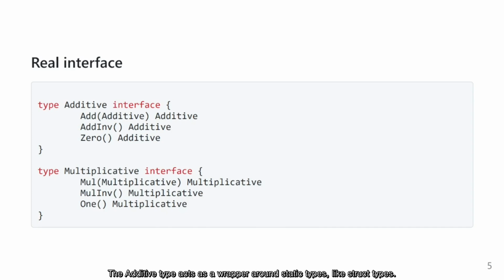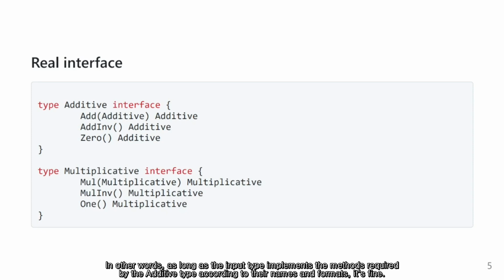The additive type acts as a wrapper around a static type, like a struct type. The add method checks whether the input is wrapped as an additive type. In other words, as long as the input type implements the methods required by the additive type according to their names and formats, it's fine. Both the variable that calls the add method and the input variable are of the additive type, but their actual static types can be different.